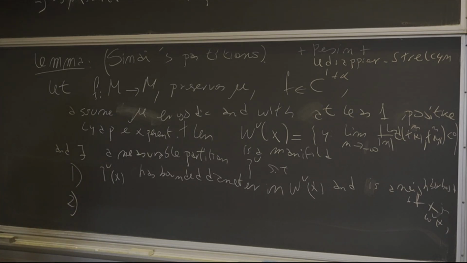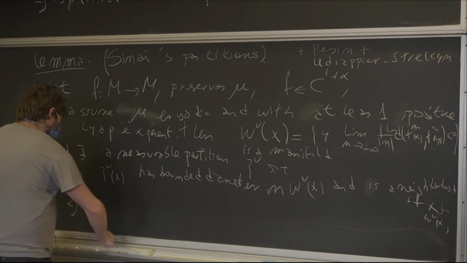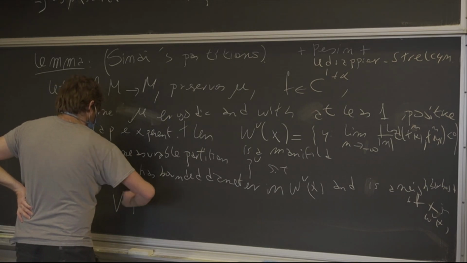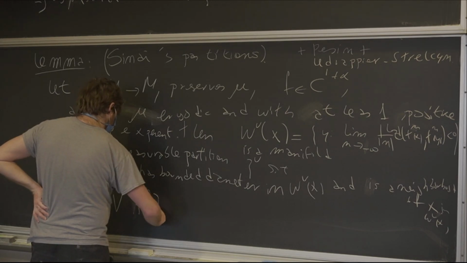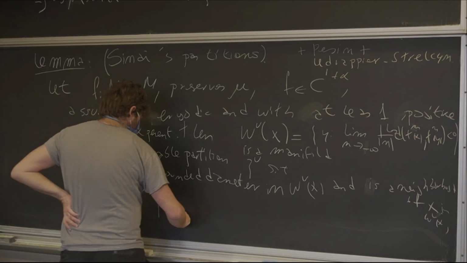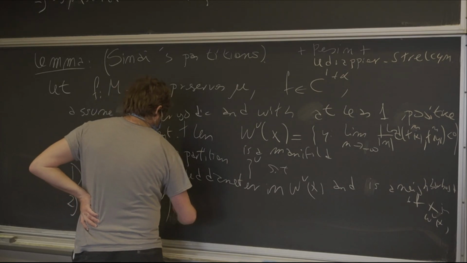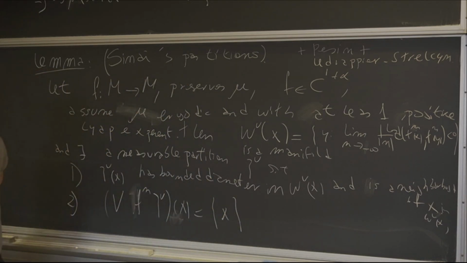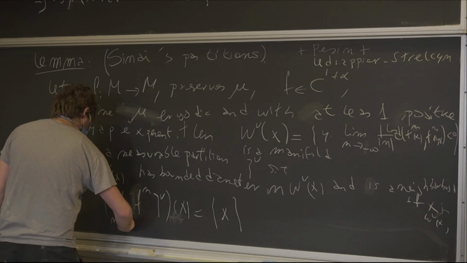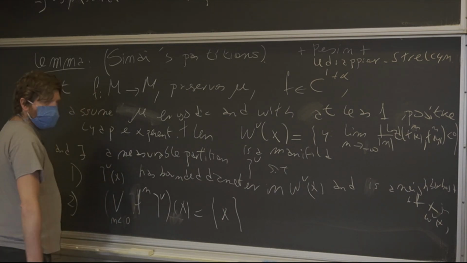Second, when you iterate in the right direction, it gives you just a point, and the right direction should be the direction where it shrinks, so it should be negative n, I guess. So you shrink to a point.